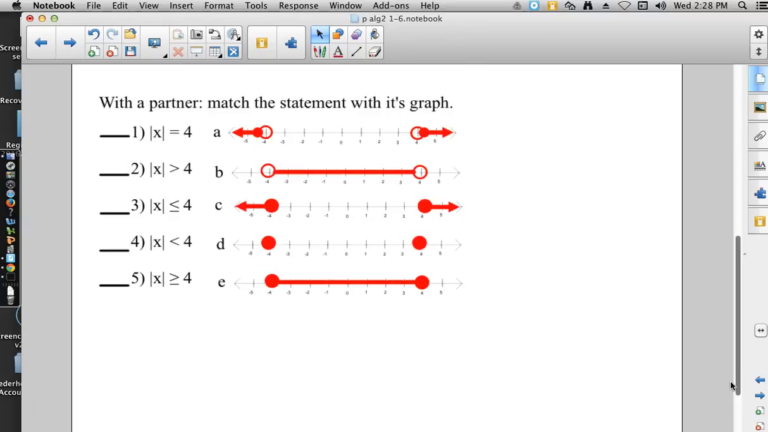Now this one says, with a partner, match the statement with its graph. Some of you are at home all by yourself.